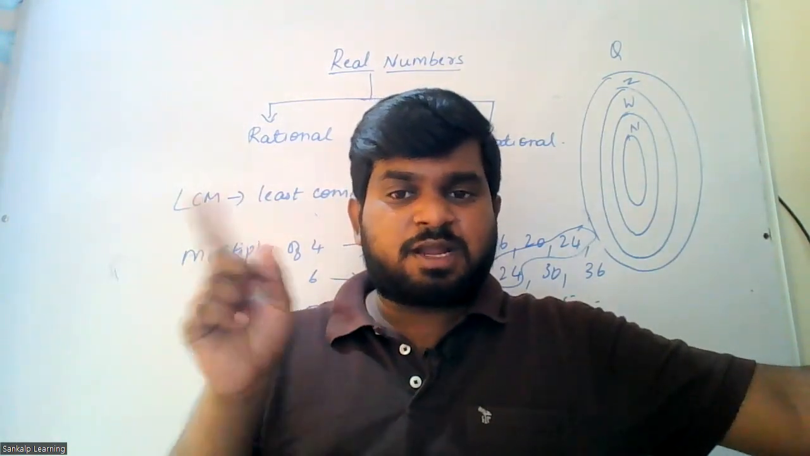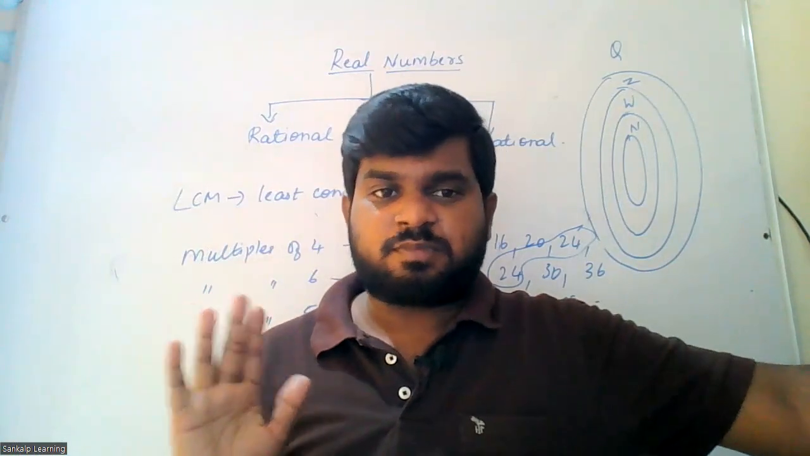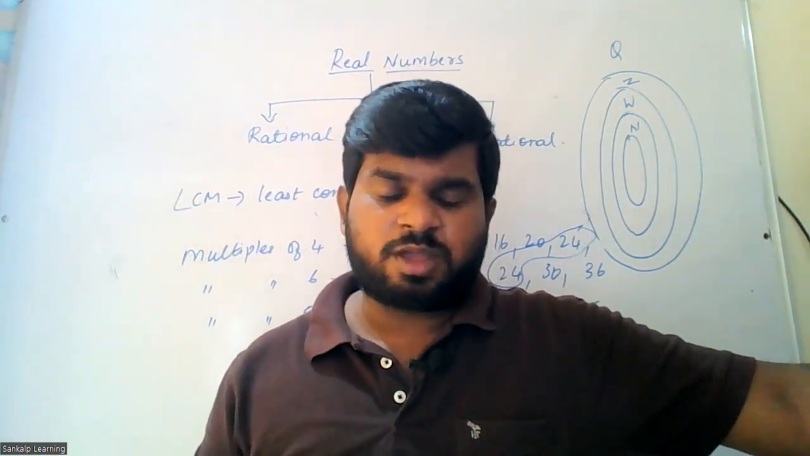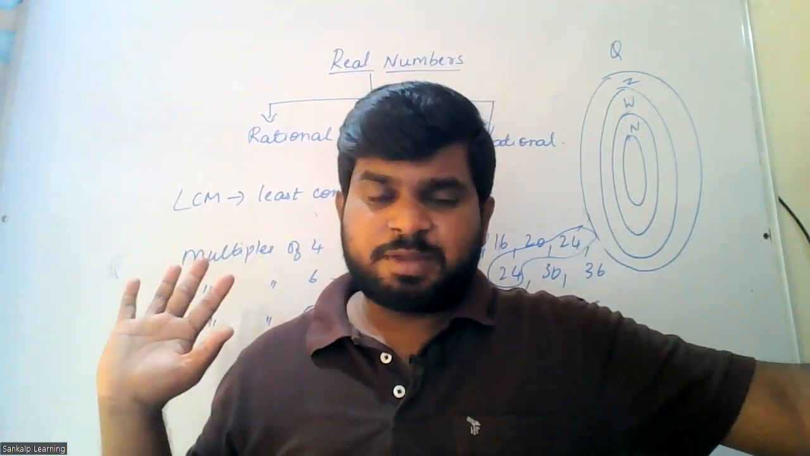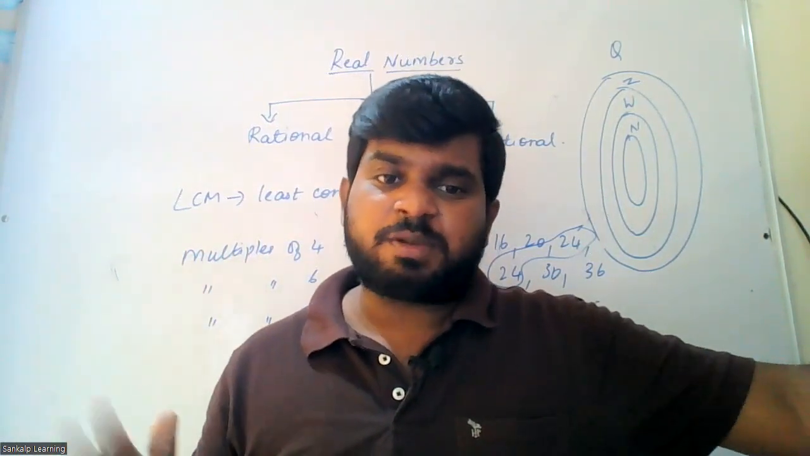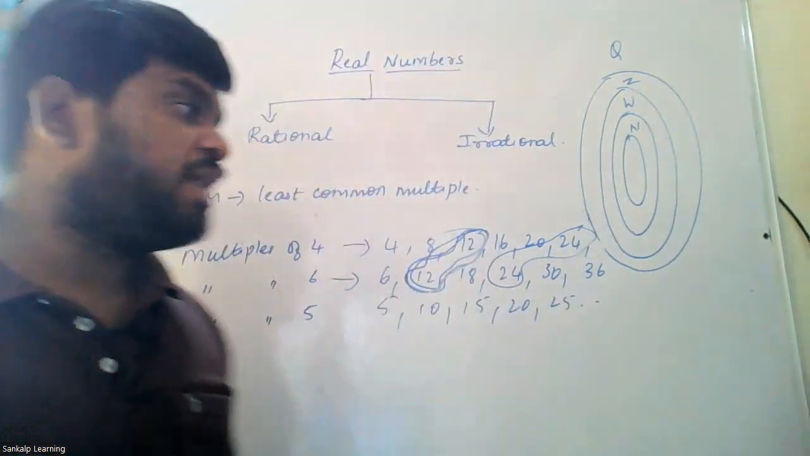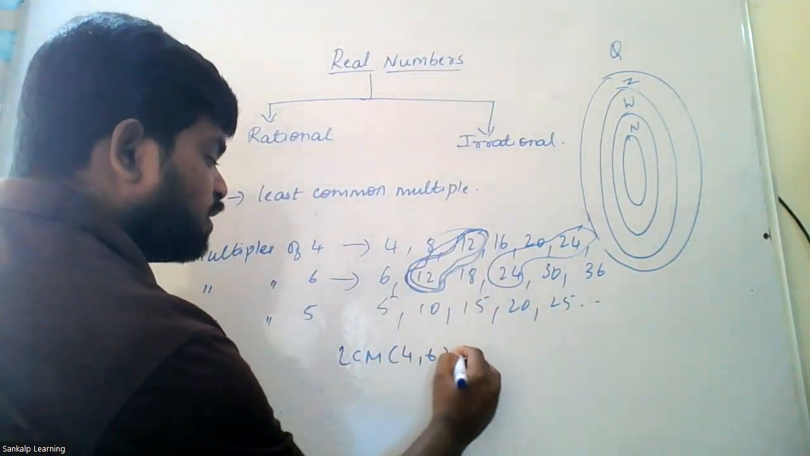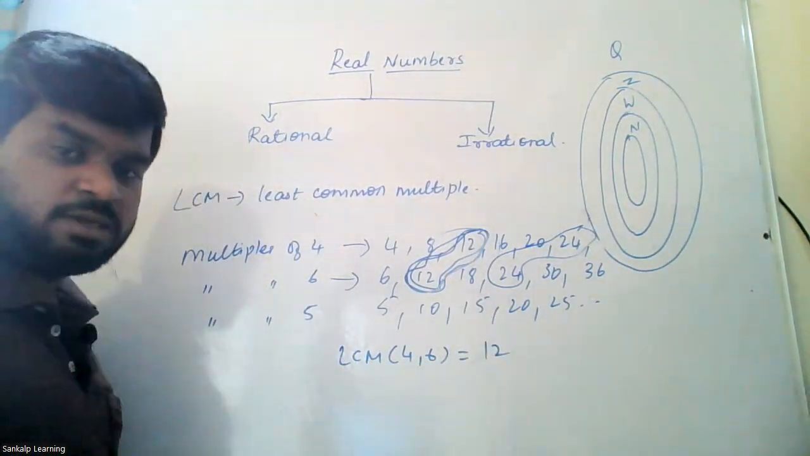Which is the first number that comes in both? That will be your LCM. As simple as that. But you've got many methods to discuss. Okay. So this is the meaning of LCM, least common multiple. In another word, I can also say like this. LCM of 4, 6 is 12, isn't it?